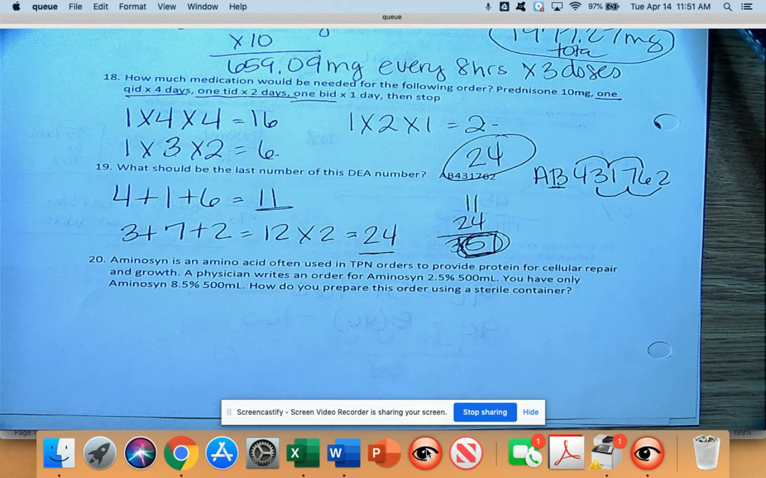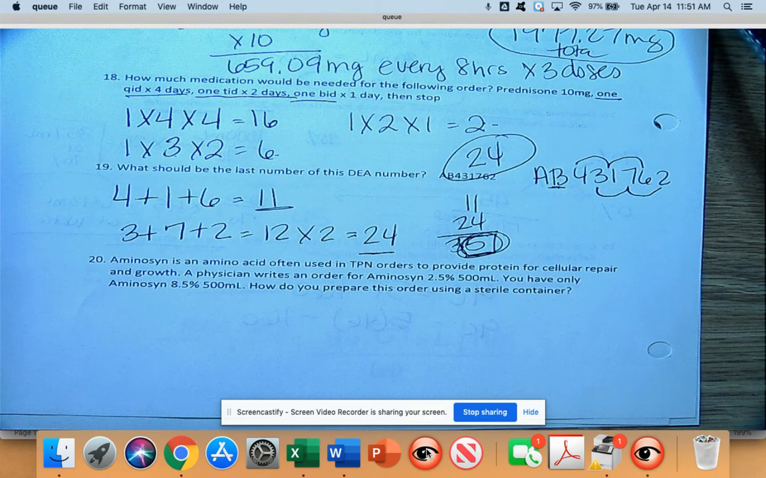Aminosyn, excuse me, is an amino acid often used in TPN orders to provide protein for cellular repair and growth. Just some extra information there. The physician writes an order for Aminosyn 2.5%, 500 milliliters. You only have Aminosyn 8.5%, 500 mils. How do you prepare this order using a sterile container?